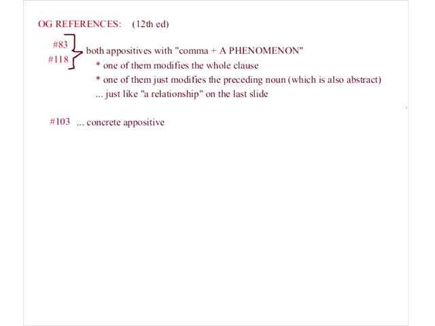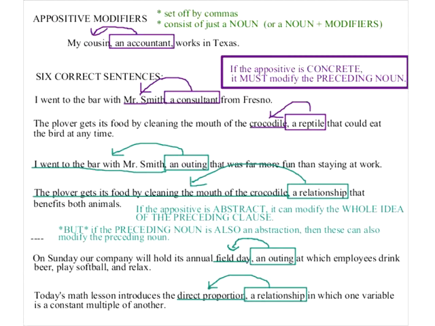All right, we're going to start winding down here, ladies and gentlemen. Before I show the previous slide, let me put these in the text box. OG references for abstract appositive: number 83, in which it stands for the whole clause. Number 118 stands for a noun that is also abstract. And then concrete appositive, number 103. Okay, there's your references in your text box in the previous slide.